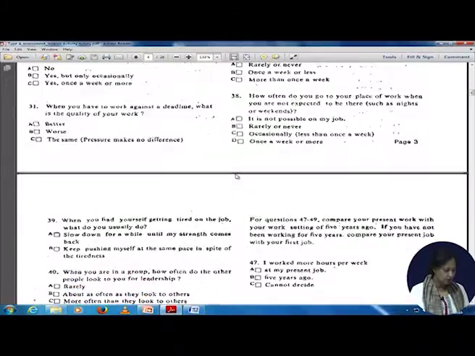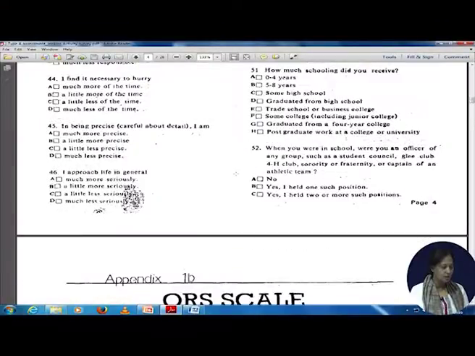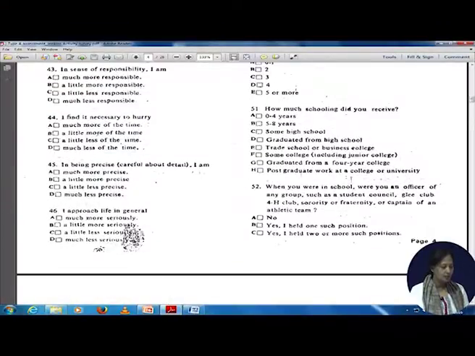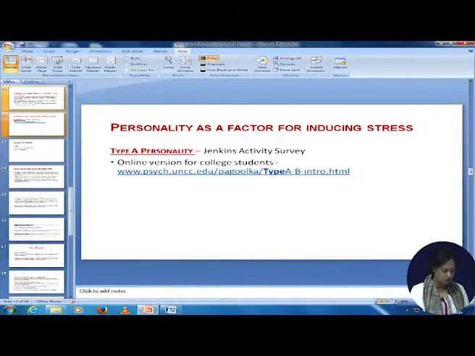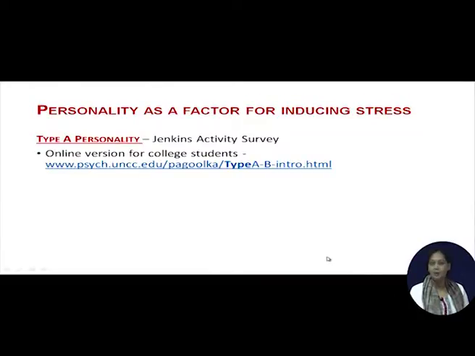So, do not use too much time to think. You can take that online survey, and here as you can see there are 52 items. You can take that online survey to understand whether you are a type A personality and whether your personality pattern, if you are stressed, is actually affecting your stress in life, stressful situations, or how you comprehend stress.